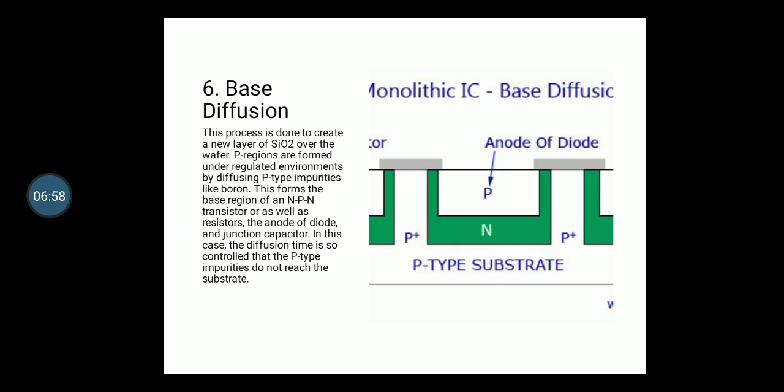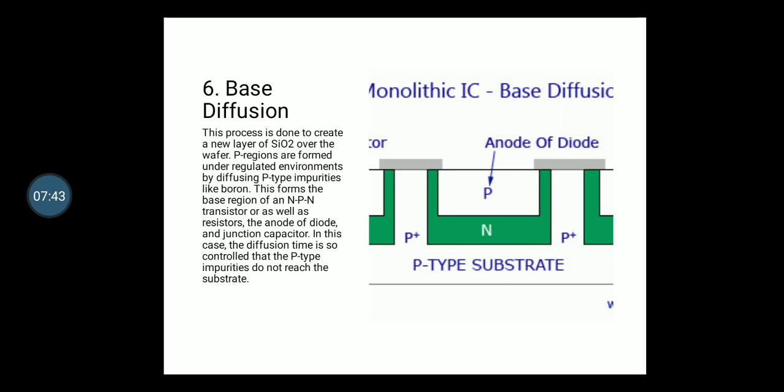Next is the base diffusion. In base diffusion, a new layer of SiO2 is grown over the entire wafer and a new pattern of openings is formed using the photolithographic technique. Now, p-type impurities such as boron are diffused through the openings into the islands of n-type epitaxial silicon. The depth of this diffusion must be controlled so that it does not penetrate through the n layer into the substrate. This diffusion is utilized to form the base region of the transistor, the resistor, the anode of the diode and the junction capacitor.